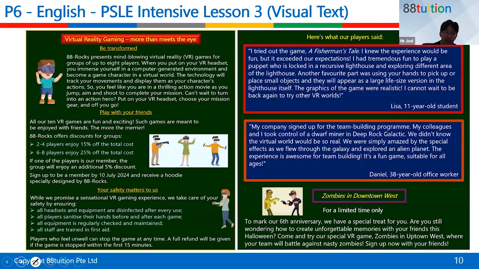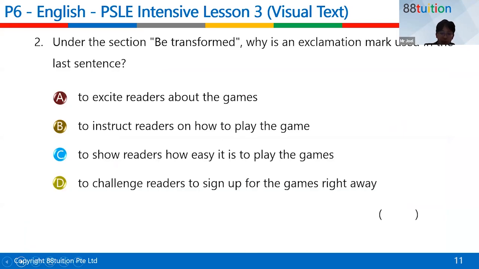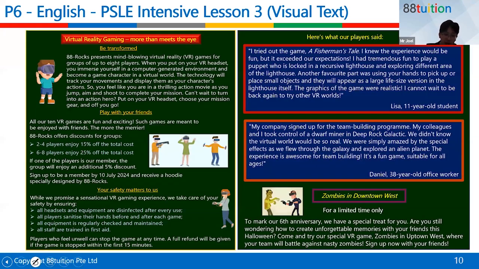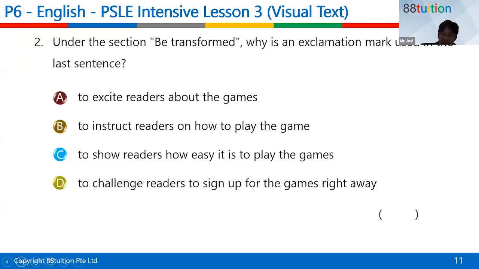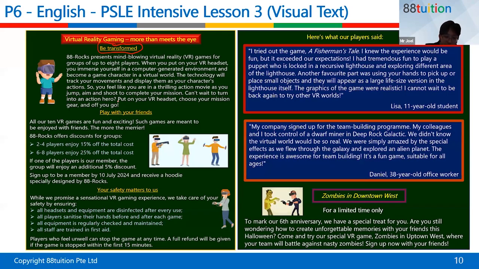Okay, next. Under the section Be Transformed, where is it? Let's have a look. Be transformed, be transformed. Oh, it's still the same one. It's the first section, Be Transformed, right? Why is an exclamation mark used in the last sentence? Let's have a look. The last sentence here says what? Put on your VR headset, choose your mission gear, and off you go! Exclamation mark, right? So why do they put an exclamation mark after off you go?